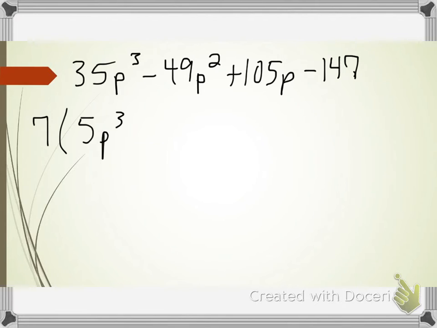7 times what would give me negative 49p squared? Negative 7. Negative 7p squared. Everyone okay with that? 7 times what would give me 105p? 15p. Everyone okay with that? Wait. Why are we going that far? Because they all have a GCF.